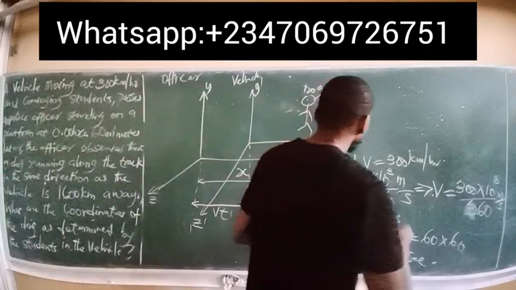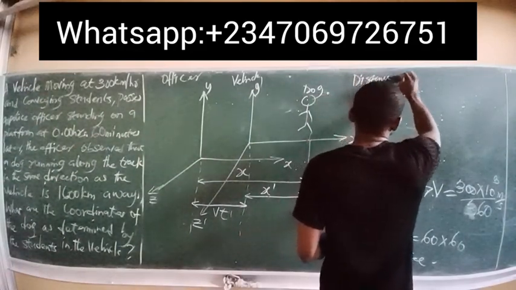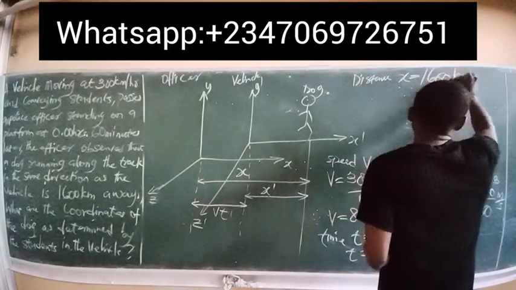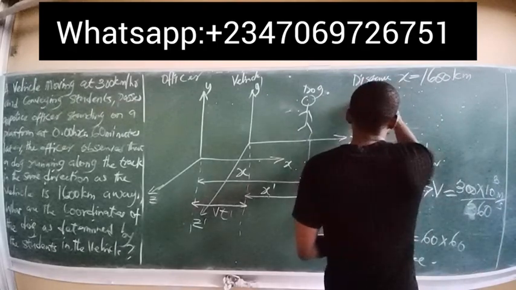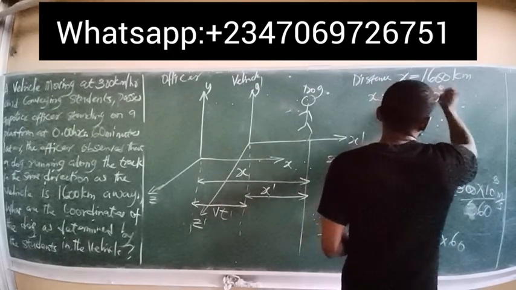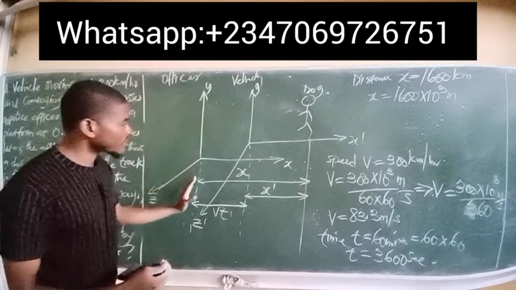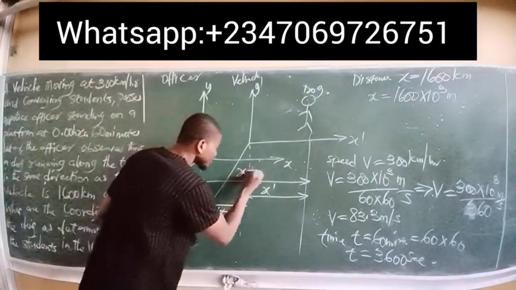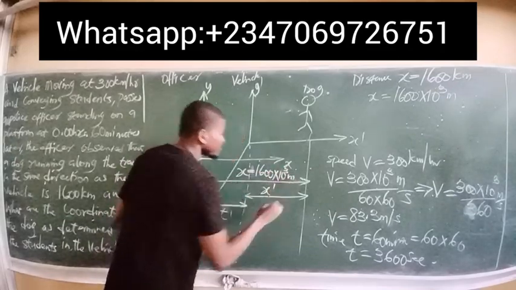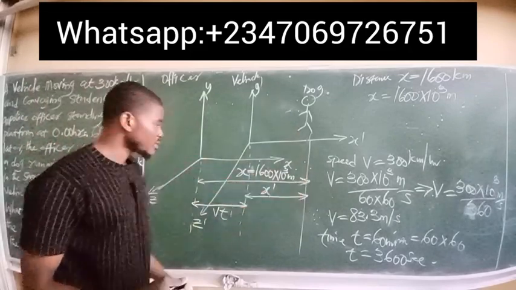So we simply represent that here. Distance x is simply equal to 1,600 kilometers. So always we convert to ground unit. That's simply 1,600, kilo is by 10 to the power of 3, in meters. So this becomes distance x. So this distance measured from the observer to the dog is actually 1,600 by 10 to the power of 3 in meters. That's the distance as measured from the observer towards the dog. Okay, we simply have that.